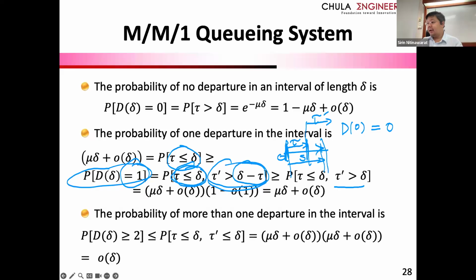And asymptotically, the upper bound is linear in delta with parameter mu. The lower bound is also linear in delta with parameter mu. So upper and lower bound match, right? Upper and lower bound match. So asymptotically, this term is linear in delta with parameter mu.